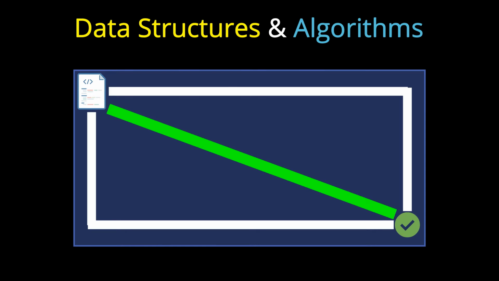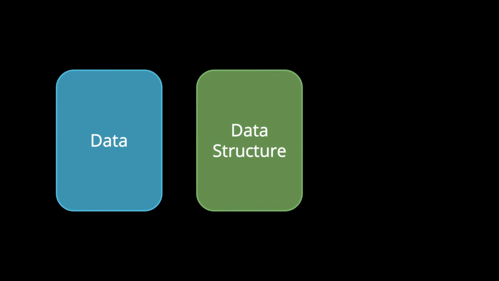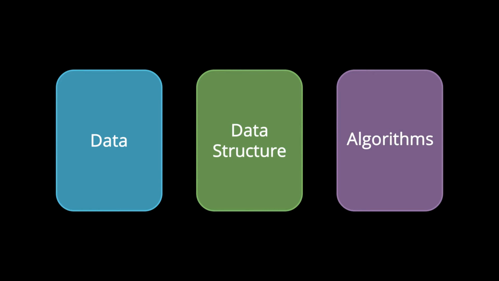But let's take a step back and actually go over what data structures and algorithms are. So when it comes to data structures and algorithms, there's three main important components, which is the data, the data structure, and the algorithms. But that's probably not helping you understand what the heck data structures and algorithms are at all. So let's actually explain what these three things are.